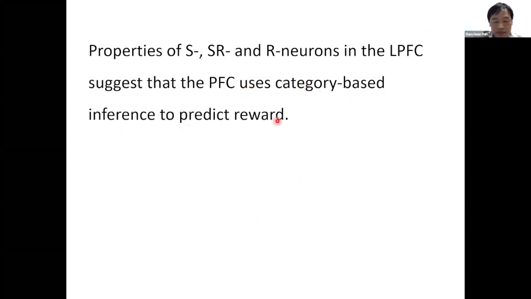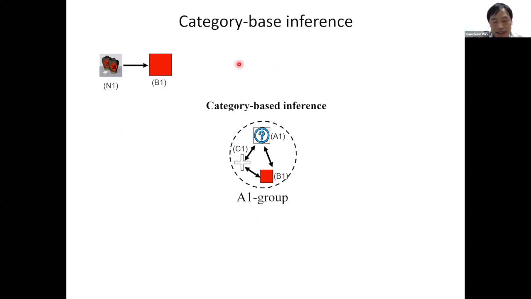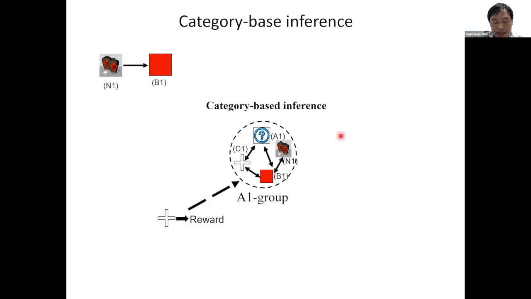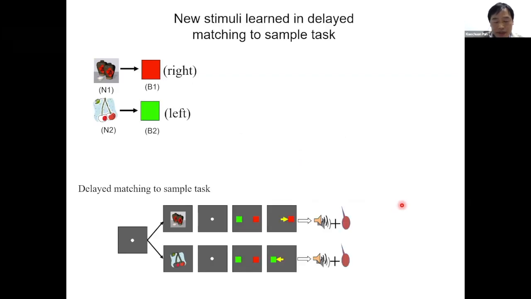the reward. So one prediction from this model is that when a new stimulus N1 is learned to associate with B1, then the new stimulus N1 is added to this A1 group. Once C1 is paired with reward, we expect prefrontal cortex neurons may predict N1 is also associated with the reward. To test this prediction, we trained the monkey to learn this kind of new stimulus association.